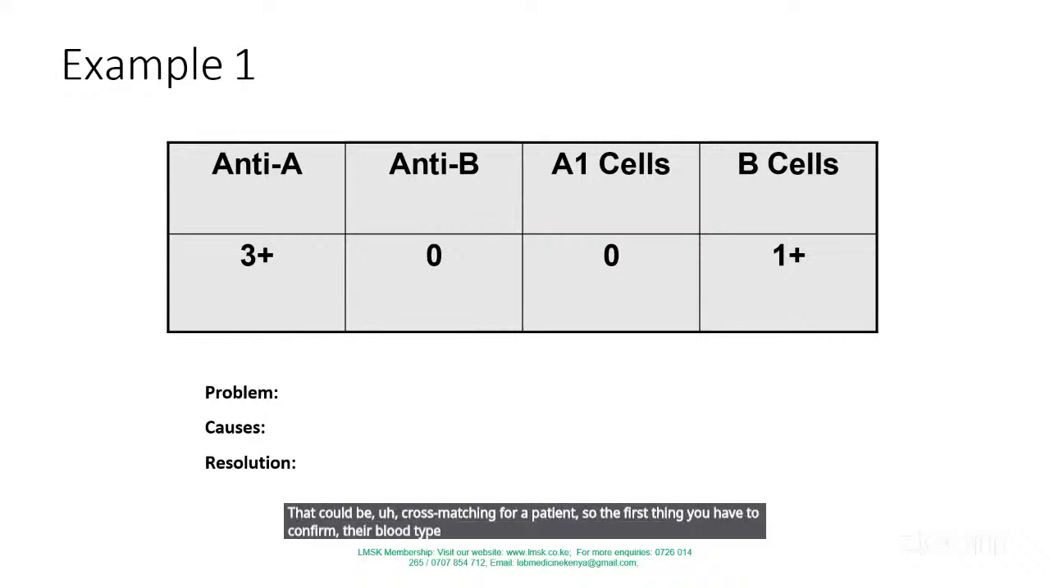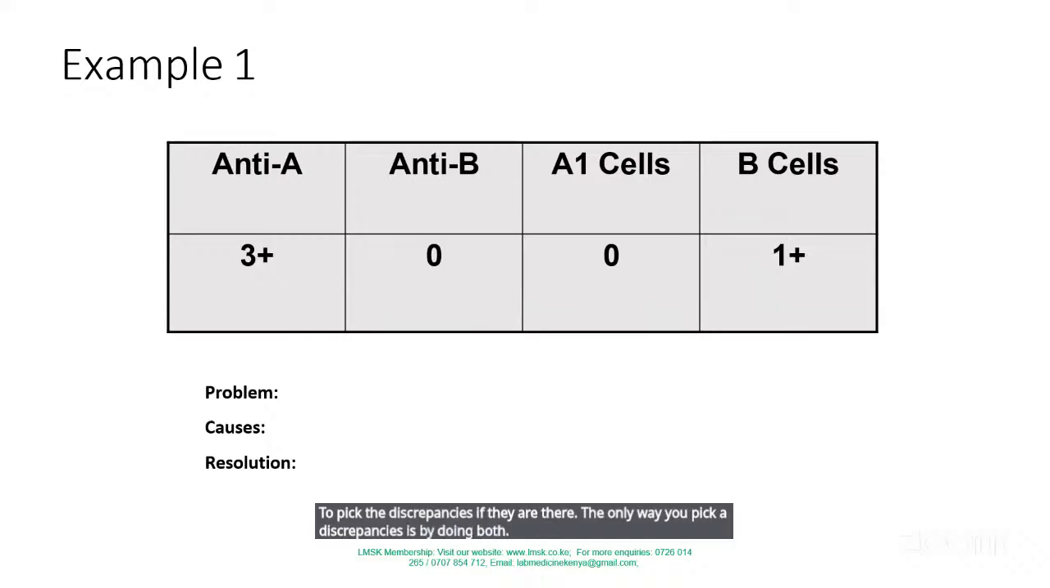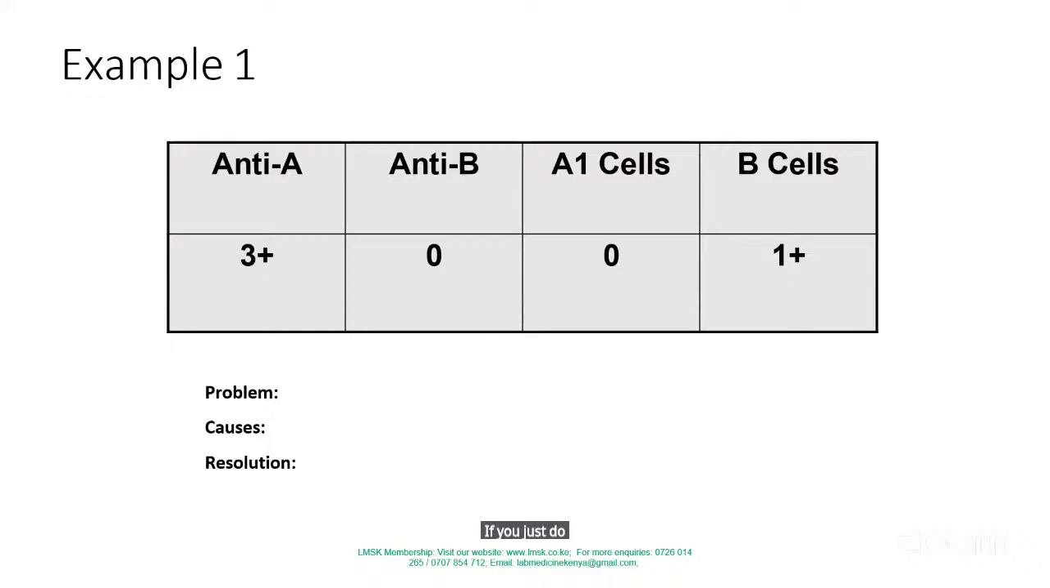And then we said let's refrain from doing just forward typing and ignoring the reverse typing, because by doing that you'll not be able to pick the discrepancies if they are there. The only way you pick discrepancies is by doing both the forward and the reverse, so that when they are not agreeing, then you have a discrepancy. Then from there you can investigate. If you just do forward, you'll go with what forward gives you. If you just do reverse, you'll go with what reverse gives you. And that could not be the true blood type for that patient.